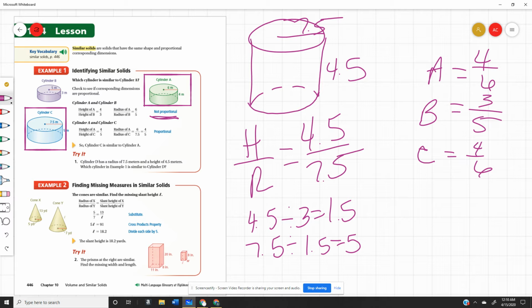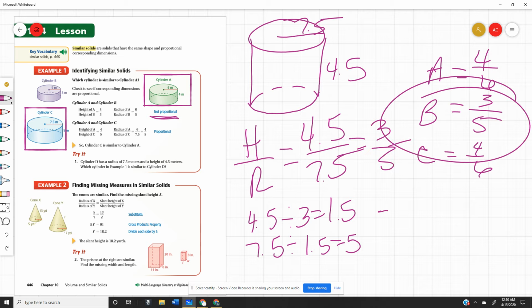Oh, I know what I did, guys. That's why when I entered it in my calculator the first time, I entered just 4 and not 4.5. Okay? So this does reduce down to 3/5. It is similar to B. Okay? Duh.